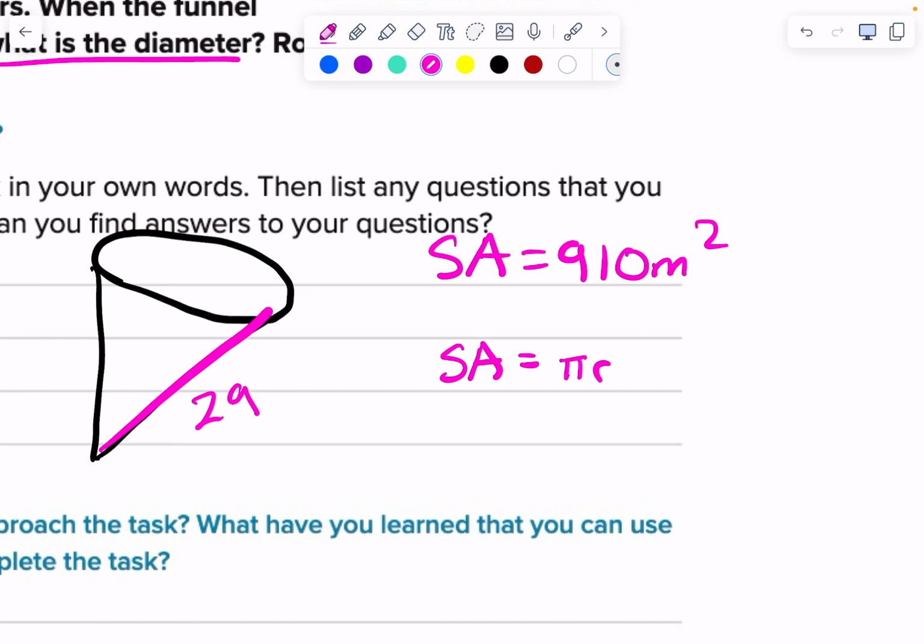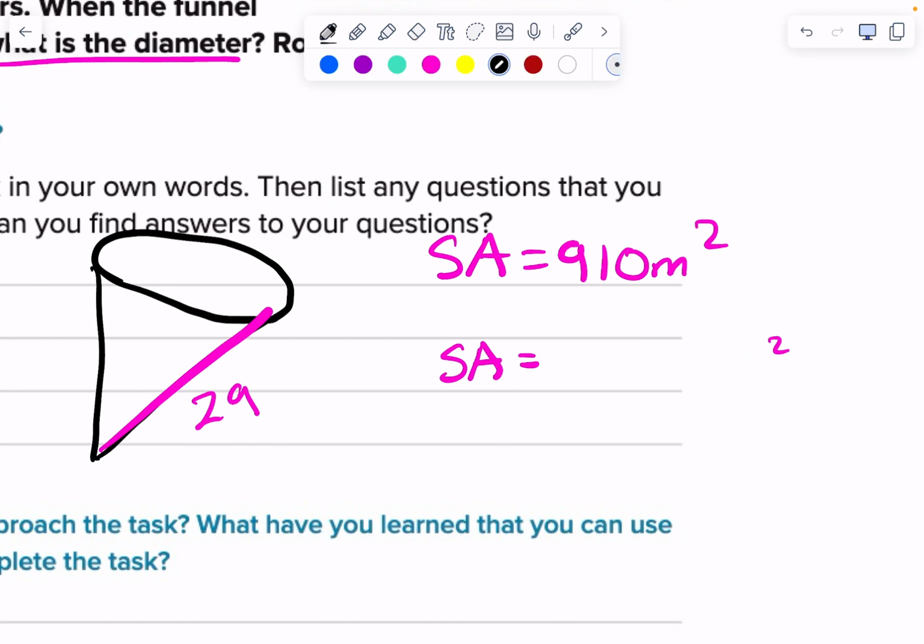It's pi RL plus pi R squared, right? Pi RL plus pi R squared. No, that's not it. This is the surface area of a cone. A cylinder is 2 pi r h plus 2 pi r squared. A cylinder doesn't have a slant height.